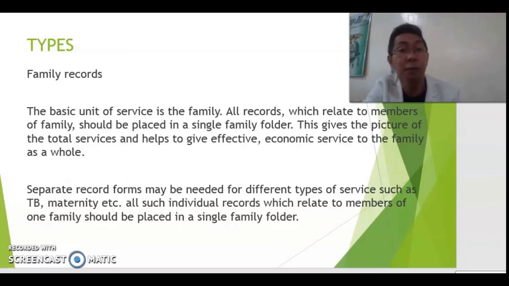Okay, so the basic unit of immunization service is the individual family. So we are relating all the records now to the members of the family. Okay, and we can also always keep those records or save them in a single family folder.